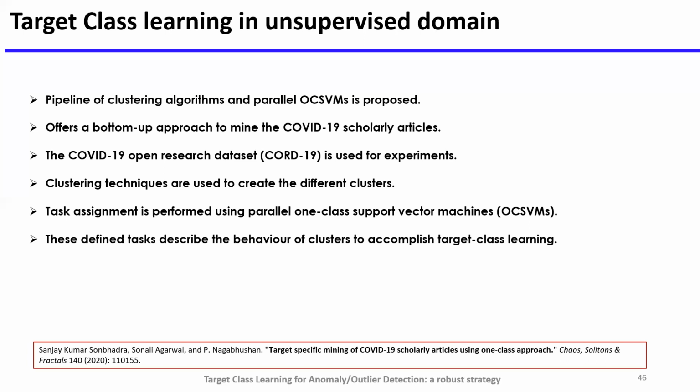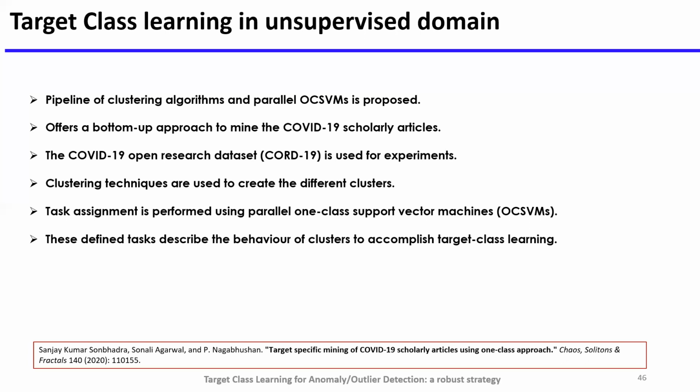COVID-19 articles belong to different classes. They may belong to humanities, management, economics, the medical domain, or the computational domain. Then how will a person come to know which articles are of his or her interest? So that was the objective. It offers a bottom-up approach to mine these COVID-19 scholarly articles, and the dataset used is the CORD-19 dataset.